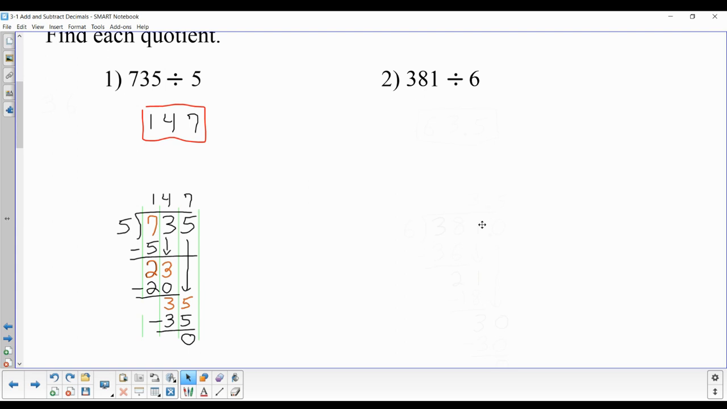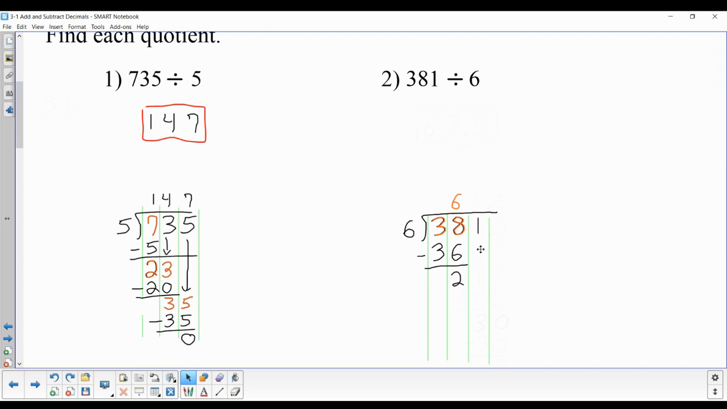381 divided by 6. If you have 381 and you set up your long division divided by 6, you use lines to keep your place values. And once you're set up, you start dividing. So can 6 go into 3? No, but 6 can go into 38. 6 goes into 38 6 times because 6 times 6 is 36. You subtract, you get 2.